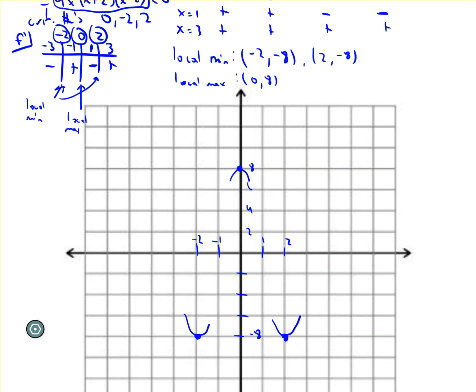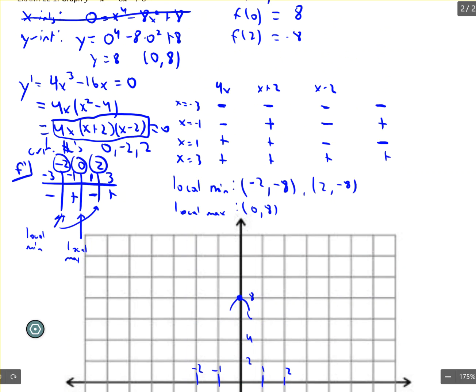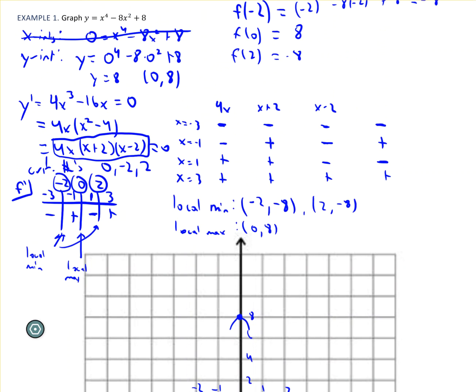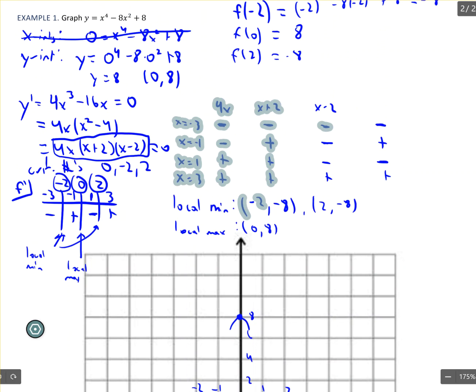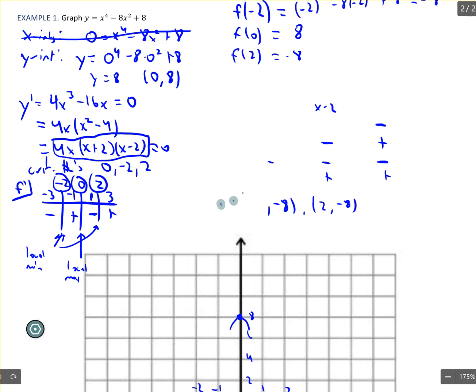Now, you could connect them and get a pretty good idea of what the graph looks like, but let's go one step further. So let's go ahead and I'm going to erase this work because I need a little bit of space here. Now we're going to take the second derivative, and we're going to talk about the concavity that we learned about in 4.3. So we take the derivative again. So I get y double prime is equal to 12x squared minus 16.